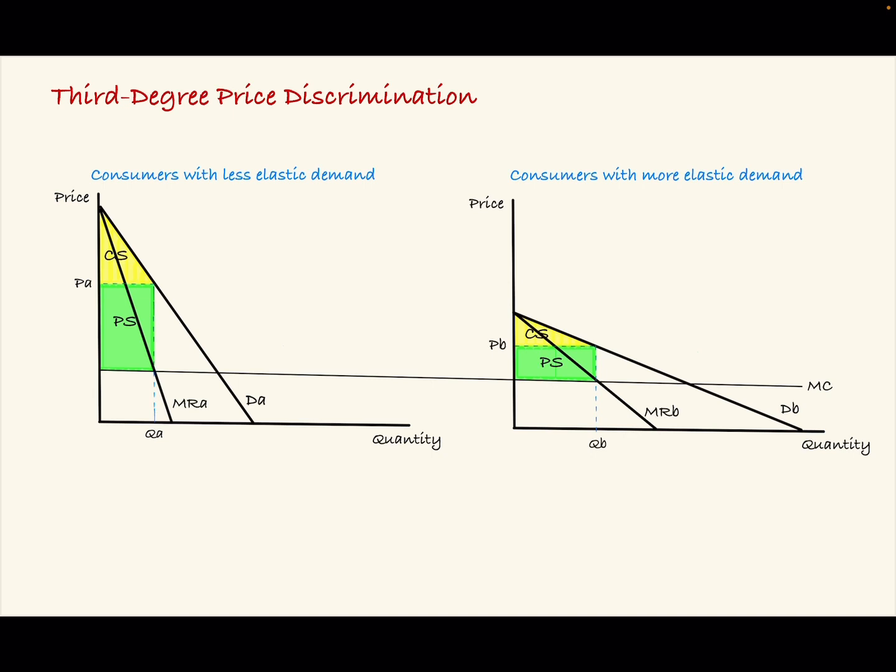The same exact case happens with consumers with more elastic demand. Consumer surplus is again bounded above by the demand curve, represented by DB, and below by the market equilibrium price of PB. Notice that the price between the two consumer groups are different. PA is greater than PB. Again, the producer surplus is bounded above by the market equilibrium price of PB and below by the marginal cost curve, which is the lowest price producers are willing to accept for their good.